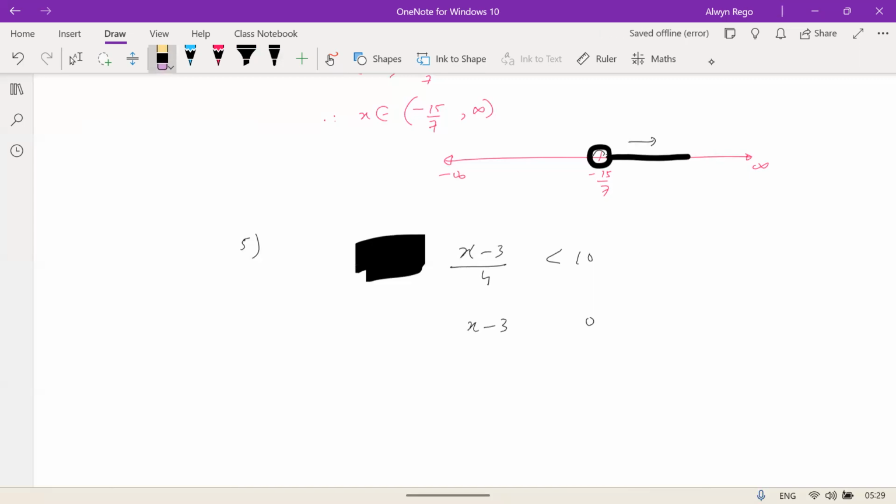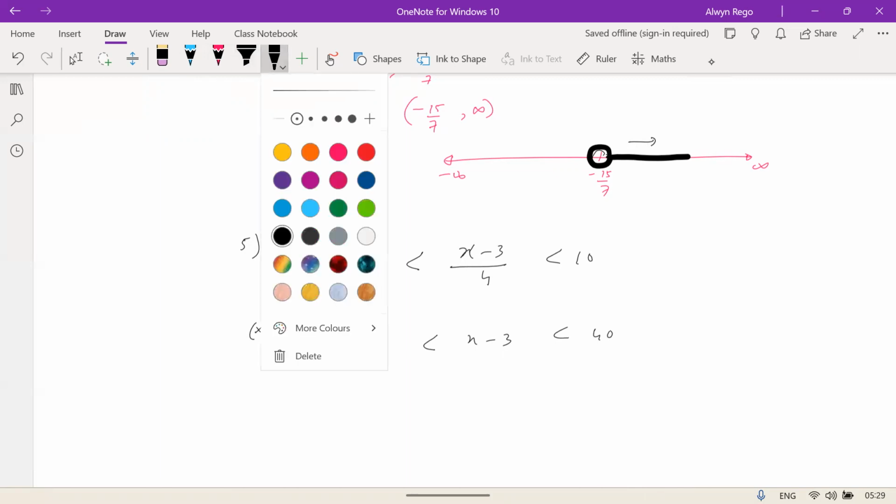In simple words, I can say that here, I can multiply throughout by 4. That's fair, 4 is a positive number. So you multiply throughout by 4. I would have got 20 is less than x minus 3 is less than 40. Now, what I was trying to say earlier is that we must be fair to the entire inequality. Whatever you do on the one side must go on the other side also.